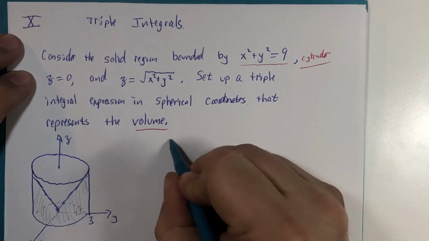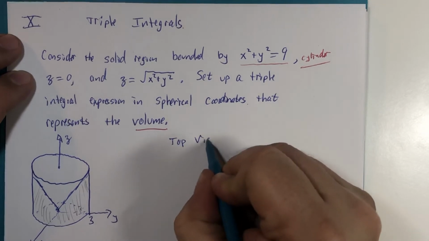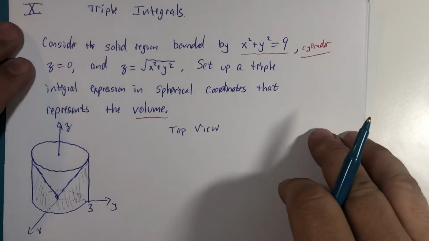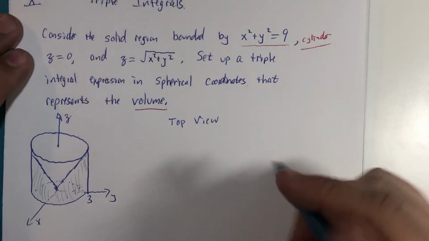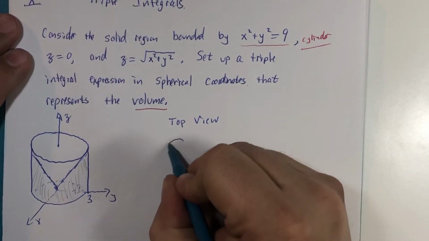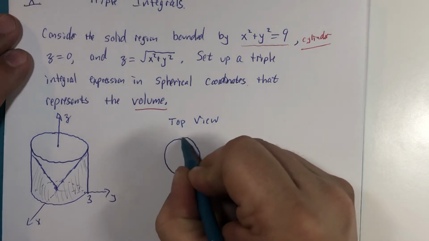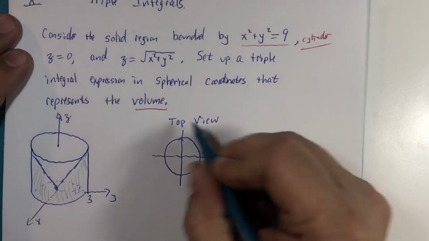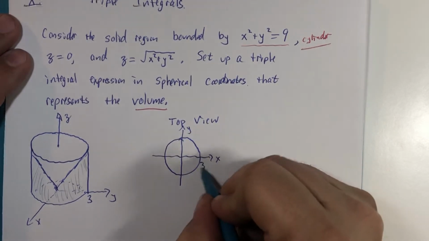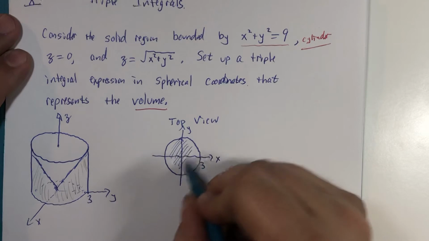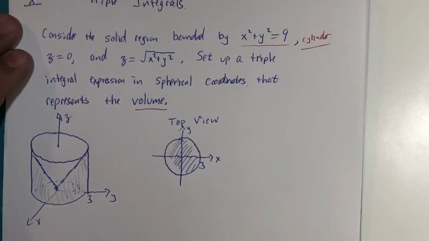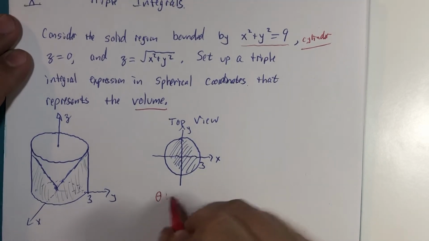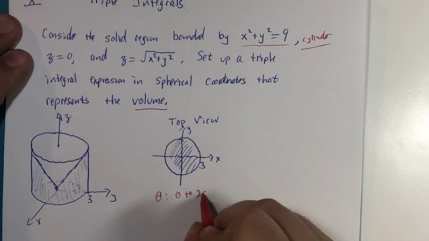So as usual, top view is one of my objectives. And the top view is a circle. And that's the y-axis and the x-axis. It happens to be radius 3, but that doesn't actually impact the way the spherical integration gets calculated. What we do care about is that this tells us that theta is from 0 to 2 pi.